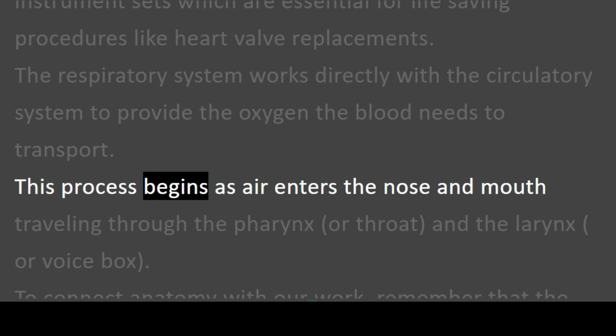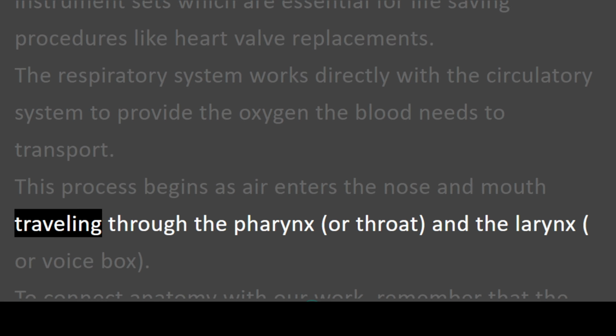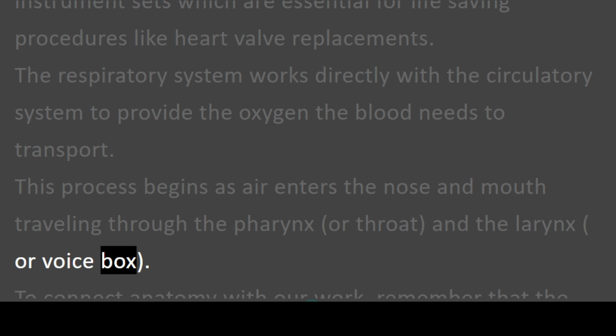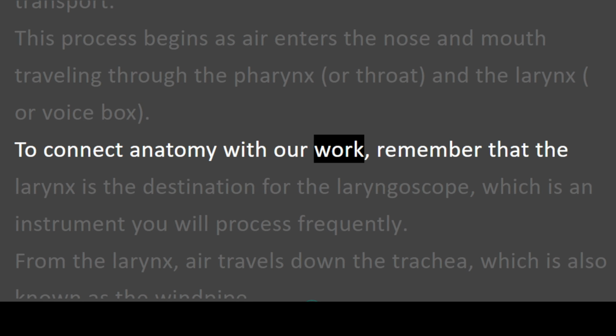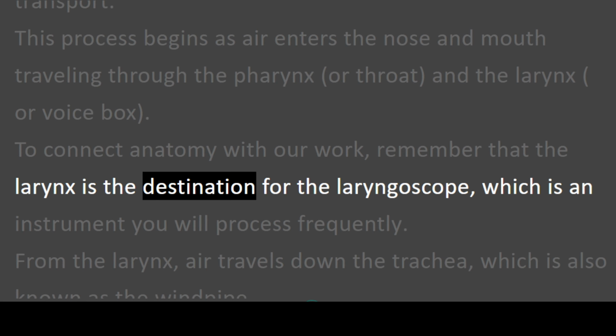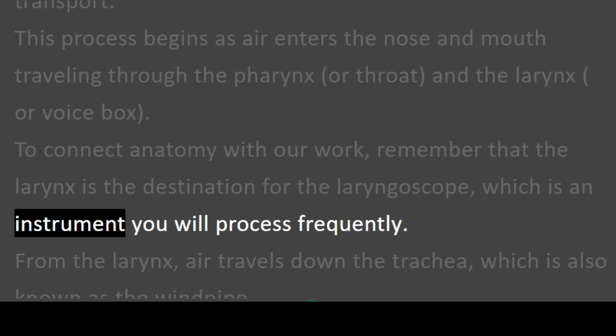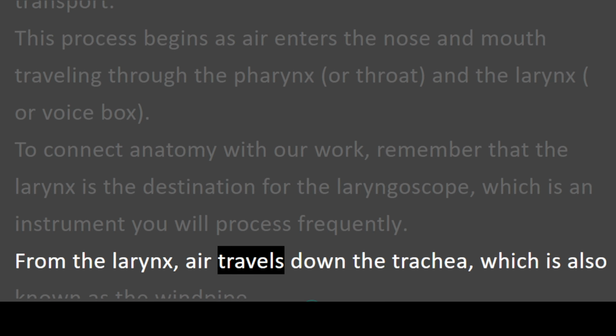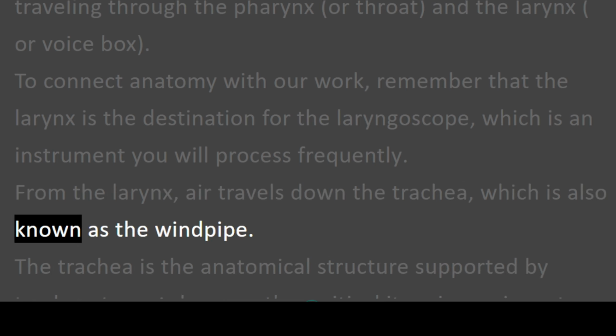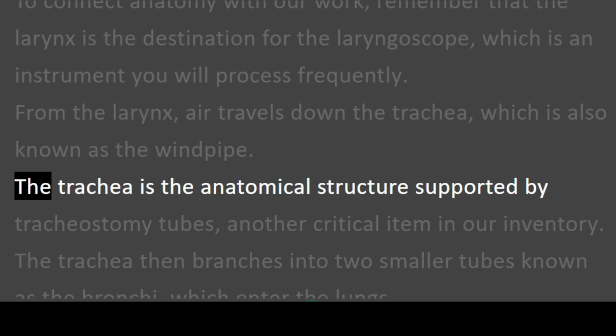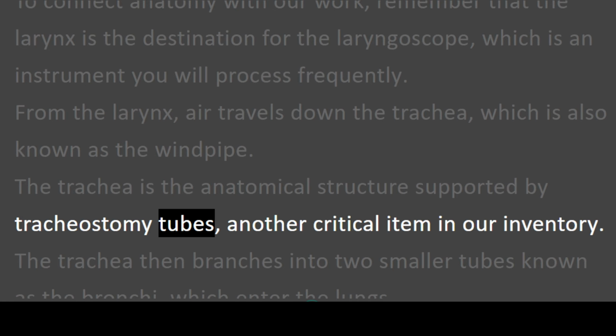This process begins as air enters the nose and mouth, traveling through the pharynx, or throat, and the larynx, or voice box. To connect anatomy with our work, remember that the larynx is the destination for the laryngoscope, which is an instrument you will process frequently. From the larynx, air travels down the trachea, which is also known as the windpipe. The trachea is the anatomical structure supported by tracheostomy tubes, another critical item in our inventory.